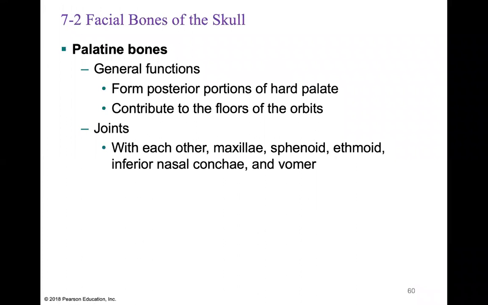Palatine bones are also going to form the posterior part of the hard palate, and they will also contribute to the floor of the orbit. The palatine bones will form joints with each other. They are fused like the maxilla. They'll form joints with the maxilla, sphenoid, ethmoid, inferior nasal concha, and the vomer.